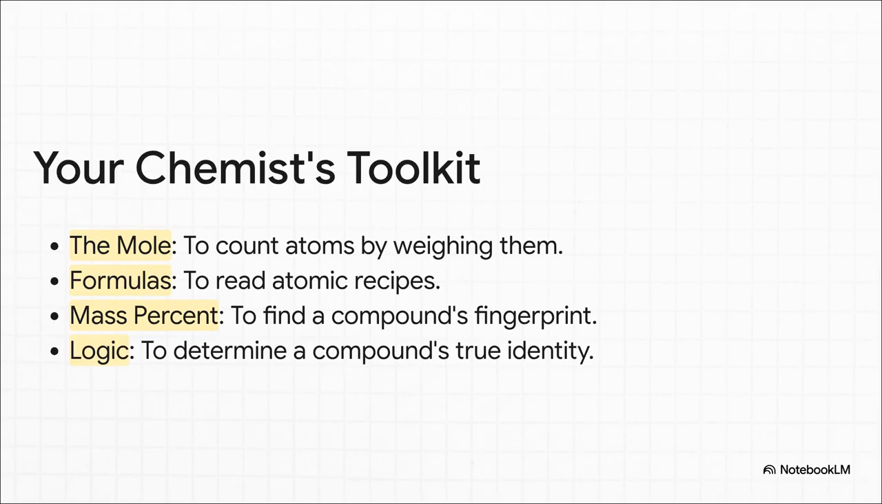So let's just recap the awesome set of tools you have now. You know how to use the mole to count atoms just by weighing them. You can read chemical formulas like atomic recipes. You can find a compound's unique fingerprint using its mass percent. And you have a step-by-step method to put it all together and figure out a molecule's true identity.